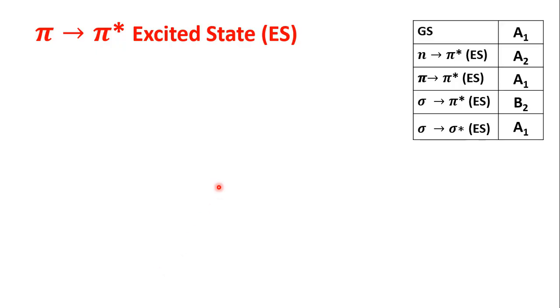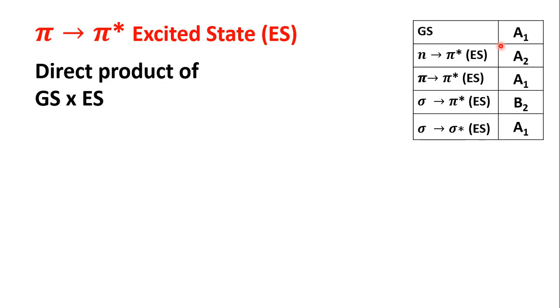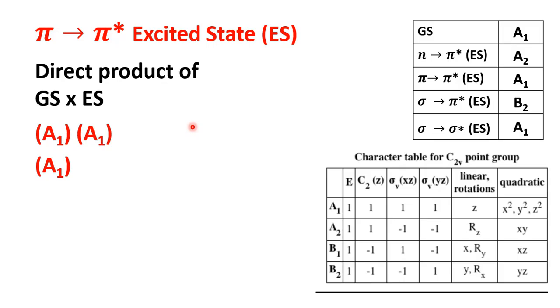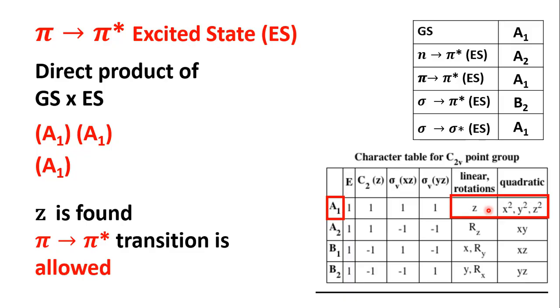Now look at the pi to pi star excited state and take the direct product of the ground state and excited state. The ground state is A1. The excited state corresponding to pi to pi star is again A1. If you take the direct product, it is A1. Look at the character table. Corresponding to A1, you find the terms z, x square, y square and z square. Since z is present, the transition is allowed.